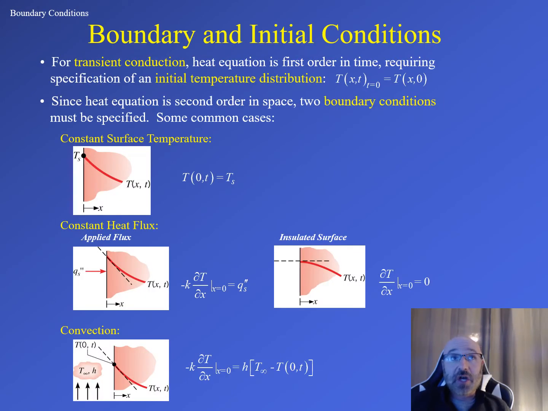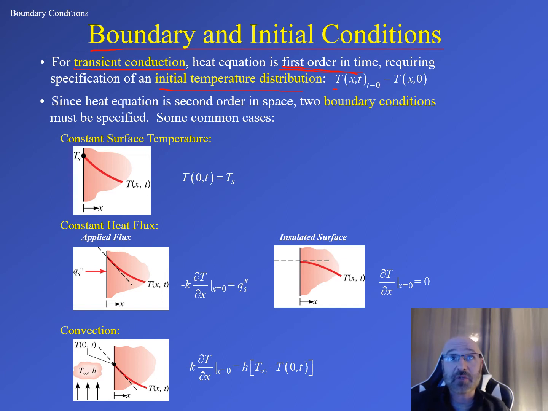Next I want to discuss our boundary and initial conditions. Let's take a look at a simple case. We're dealing with transient conduction, so this is heat transfer first order in time, requiring a specification of the initial temperature distribution. Because we're just dealing with first order in time, the initial condition is the initial temperature distribution.